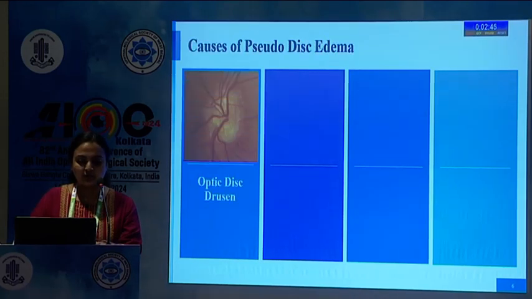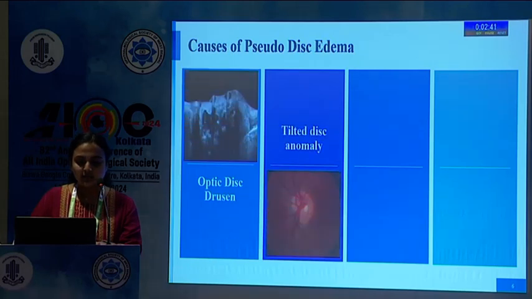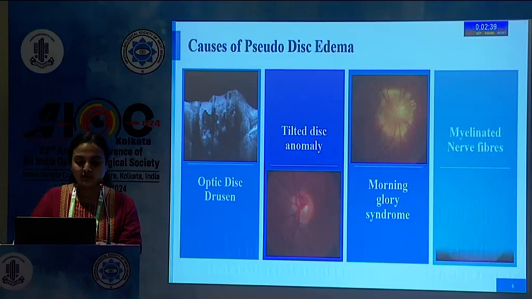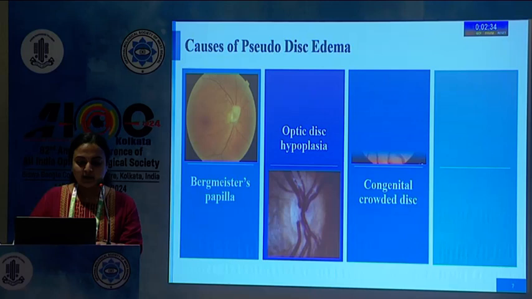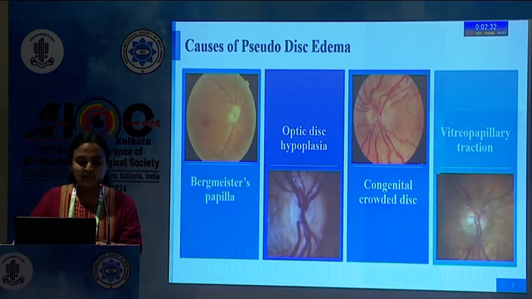So the most common cause is optic disc drusen, which has a lumpy, bumpy appearance on the OCT. Tilted disc anomaly is another cause. Other causes include morning glory syndrome, myelinated nerve fiber layers, Bergmeister papilla, optic disc hypoplasia, congenital crowded disc, and BRVO.